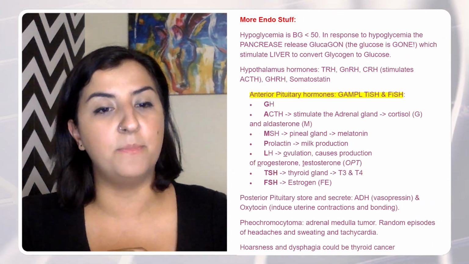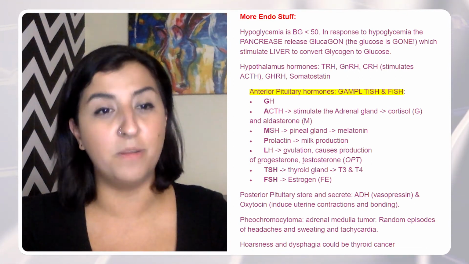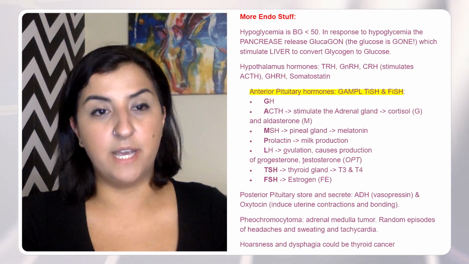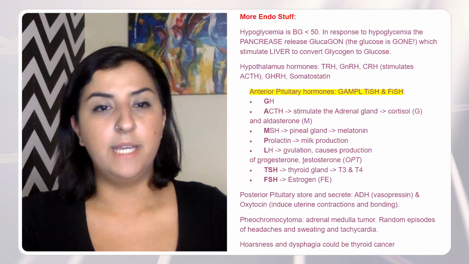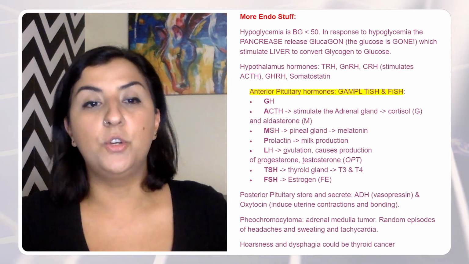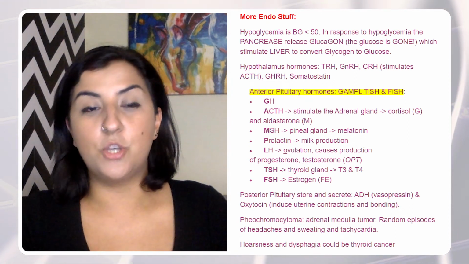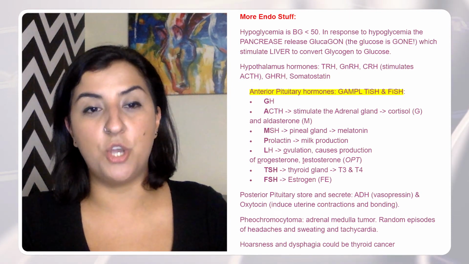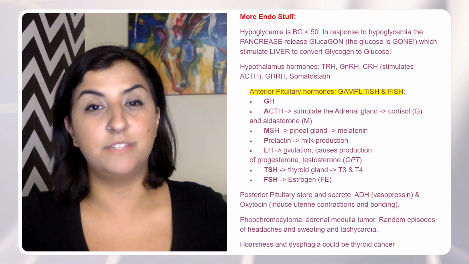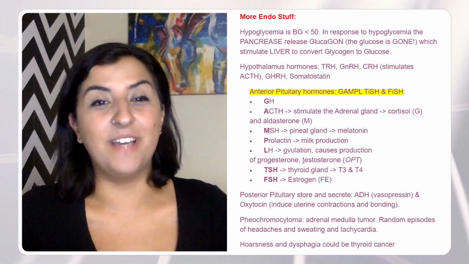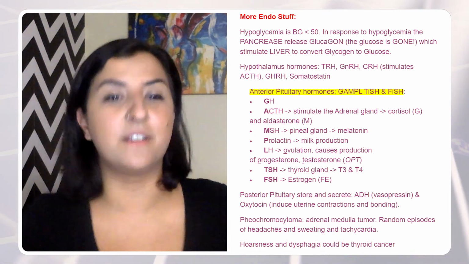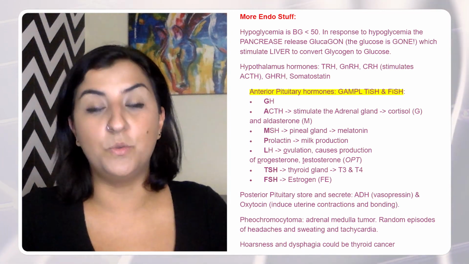It's extra mnemonics, more mnemonics. Let's do more mnemonics. So let's see, hypoglycemia is defined as glucose less than 50, okay? In response to hypoglycemia, the pancreas releases glucagon. So how do you remember glucagon? It ends with GON. Well, that's when the glucose is gone. I think it's good, right? Which stimulates the liver to convert glycogen to glucose, okay?